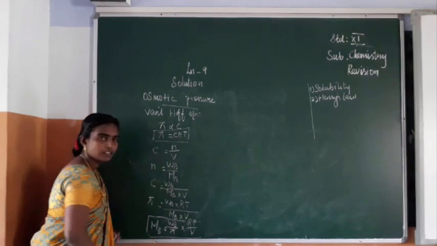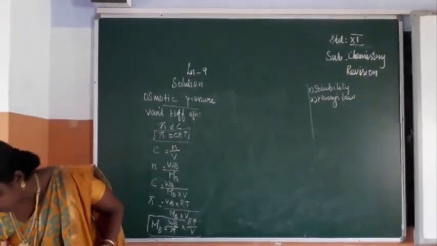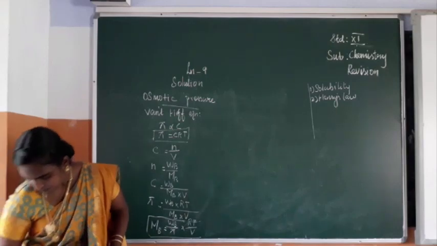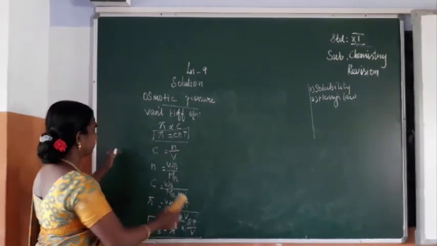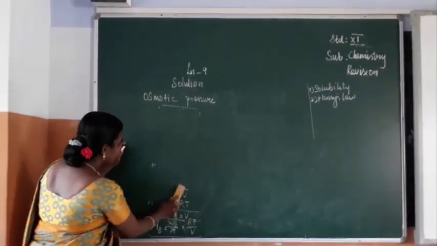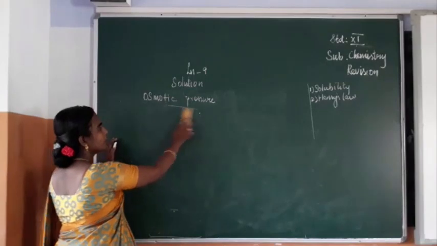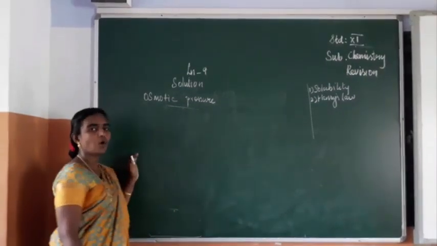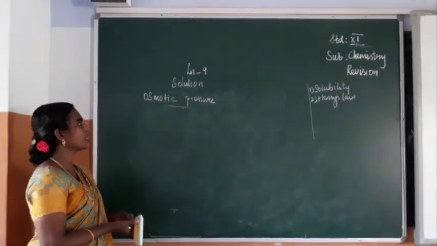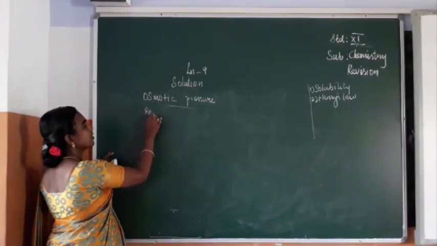Is it clear? Next topic we can see is isotonic solution. If two solutions have the same osmotic pressure, we call them isotonic solutions. Next, one more definition, that is reverse osmosis.